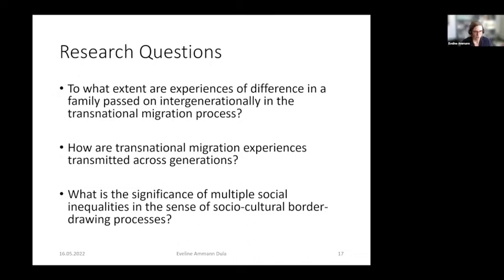Of course, these are really complicated questions, and I had these questions at the end of my research project and not at the beginning. I started with the second question, how transnational migration experiences are transmitted across generations, and the other aspects came through my analysis. So you can start with a more or less open question and then deepen it. I'm working on another research project about the second generation of people being placed in institutions.